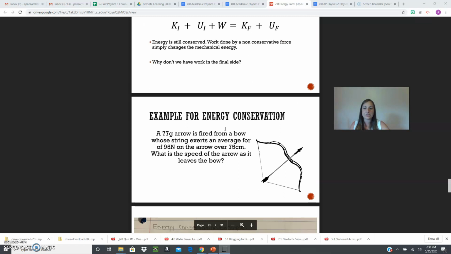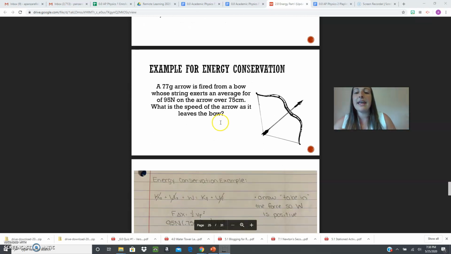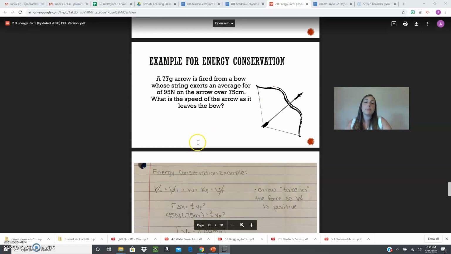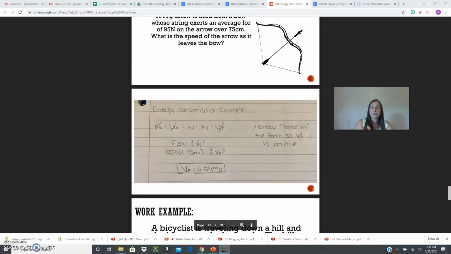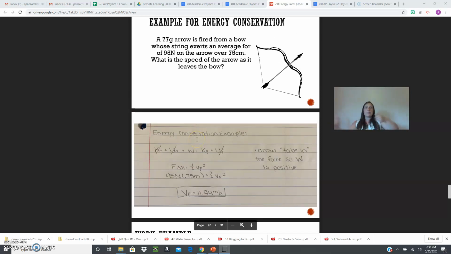Now, let's look at this example. An arrow is fired from a bow whose string exerts an average force of 95 newtons. As soon as you see that it's actually talking about a force, you know that work is not equal to zero and it's going to be in the equation. So we start with Ki plus Ui plus work is equal to Kf plus Uf. We say, all right, well, I pull it back and I'm holding it. So if I'm holding it, initial velocity is zero, Ki goes away.